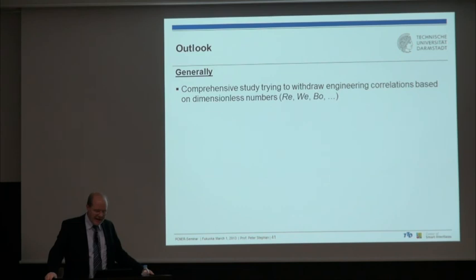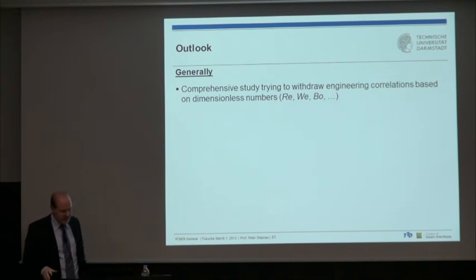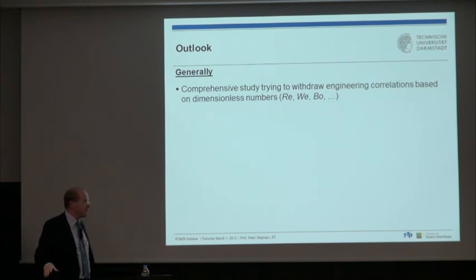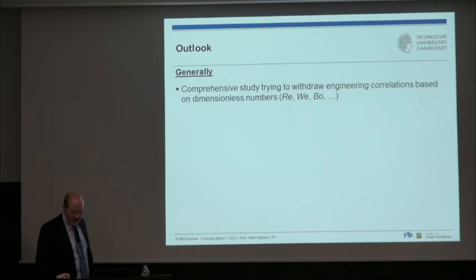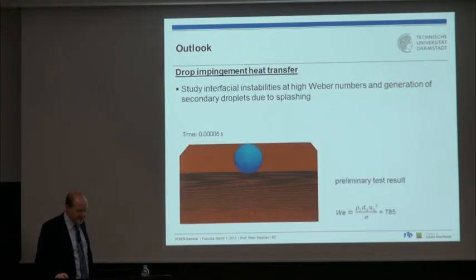Some small outlook. From a general point of view, our next aim is to bring all these studies together into a comprehensive study, and we try to find some correlations based, of course, on dimensionless numbers like the Reynolds number, the Weber number, and the Bond number, because that's what we would like to do, to bring it into a textbook as a correlation. But I think this is quite a step to go still, so this won't be ready next year, maybe in 2, hopefully maybe also in 5 years.